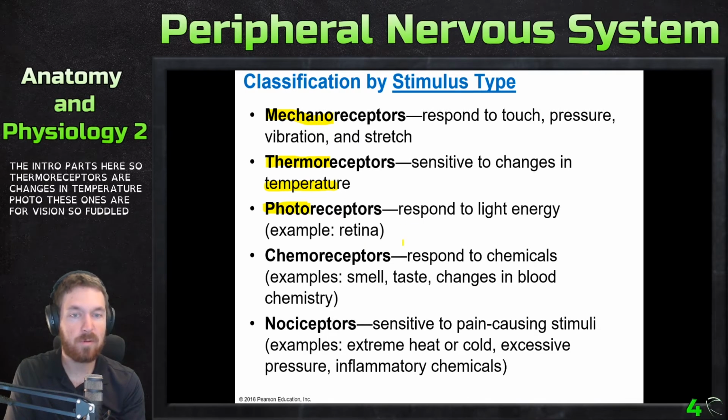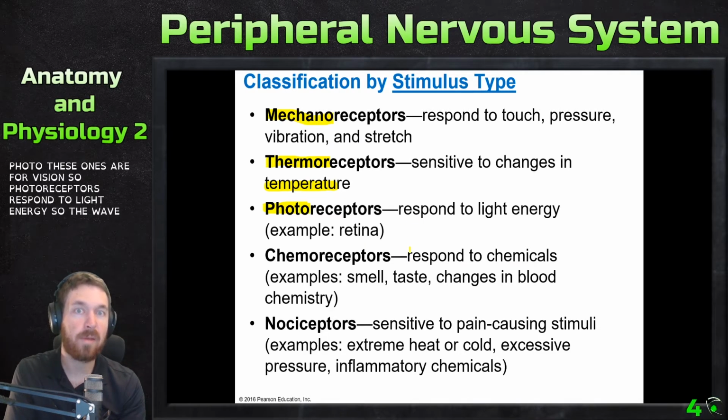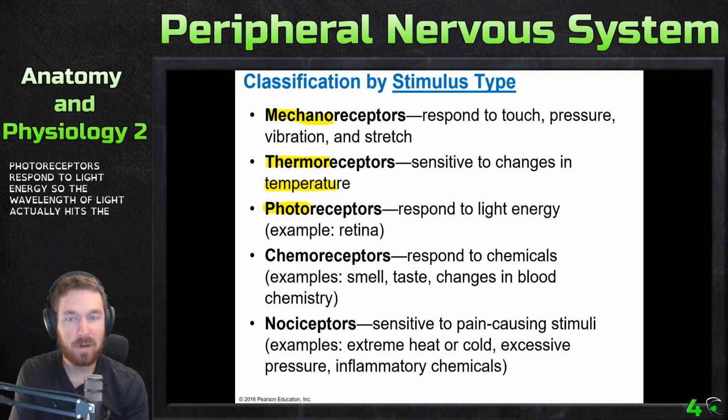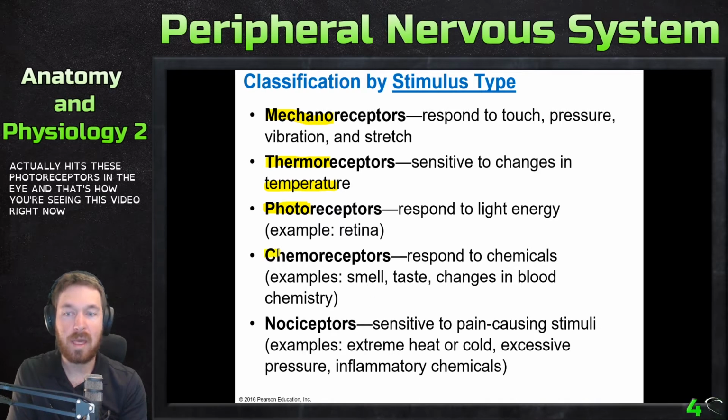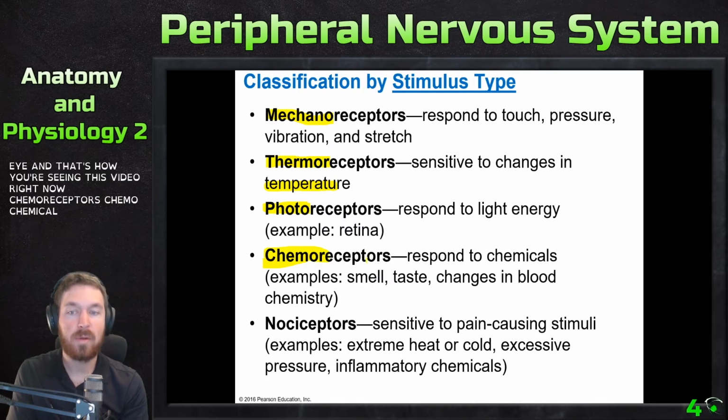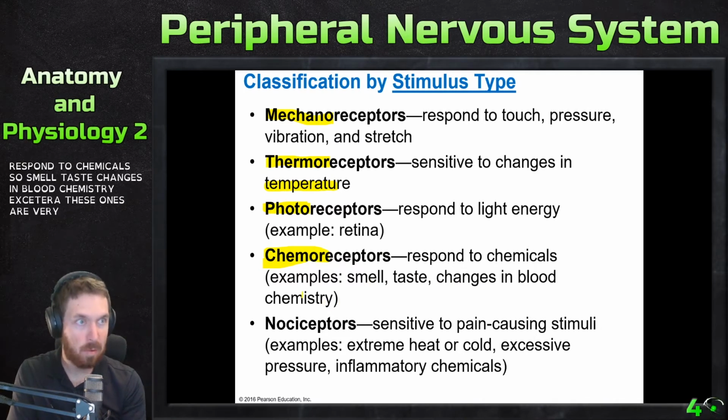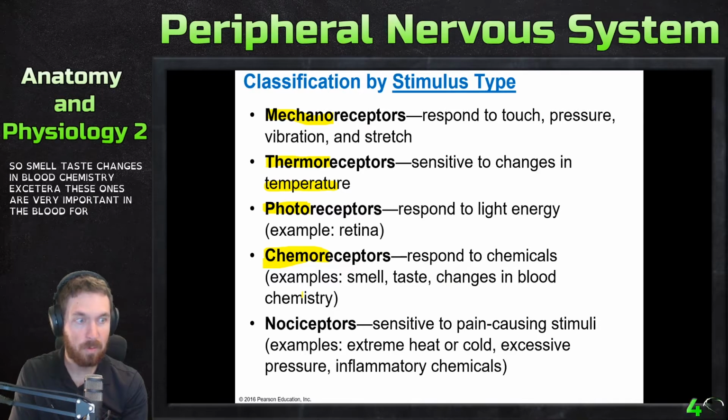So photoreceptors respond to light energy. The wavelength of light actually hits these photoreceptors in the eye, and that's how you're seeing this video right now. Chemoreceptors respond to chemicals. So smell, taste, changes in blood chemistry, etc. These ones are very important in the blood for respiratory rates and so forth.